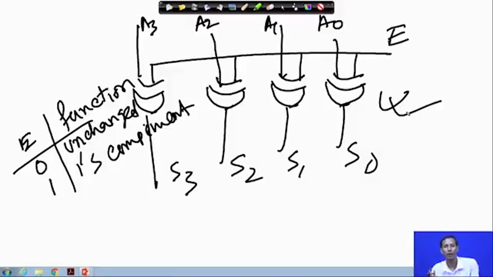If I want to make 2's complement, how do we do it? In 2's complement, initially we do the 1's complement, then if you add 1 to that 1's complement, it becomes the 2's complement. So, there is an option by which I can implement both 1's complement as well as 2's complement in one particular circuit.